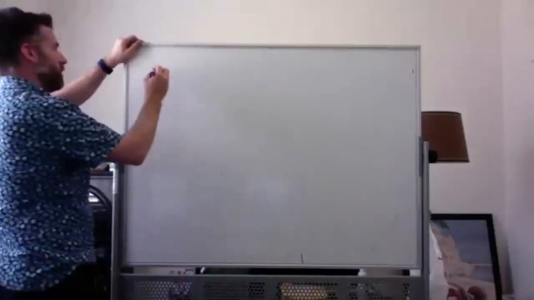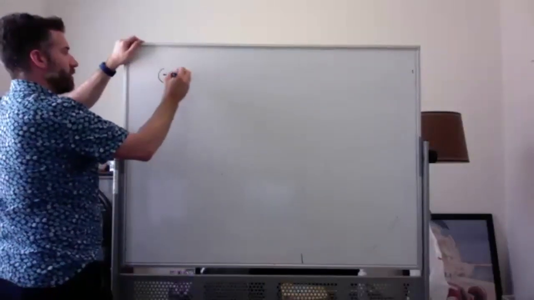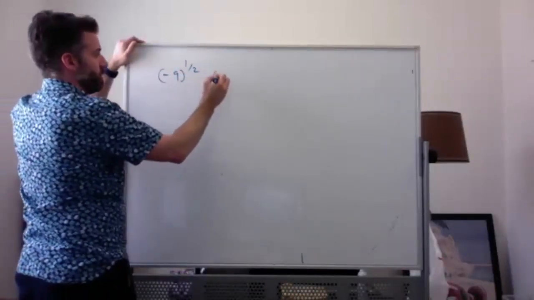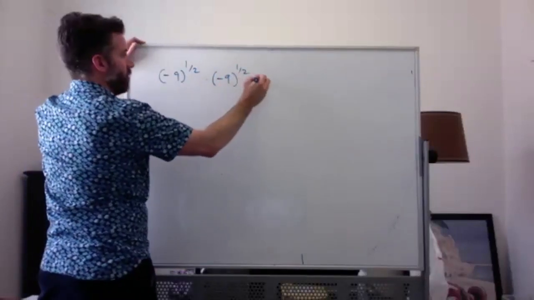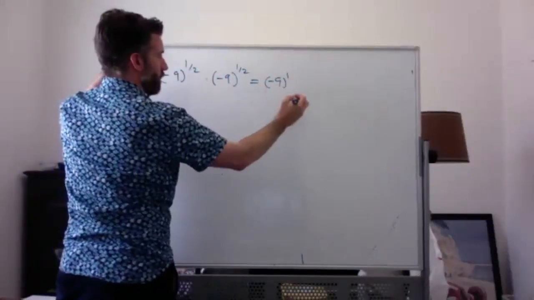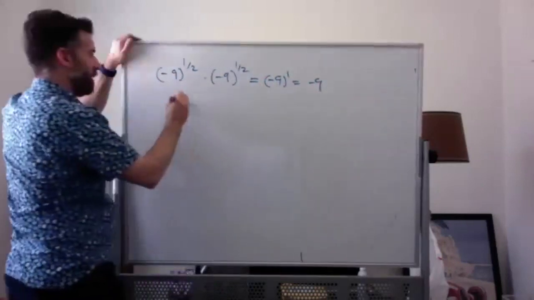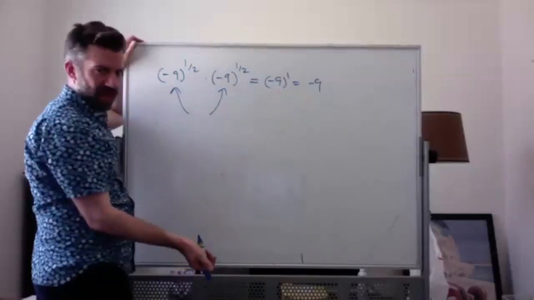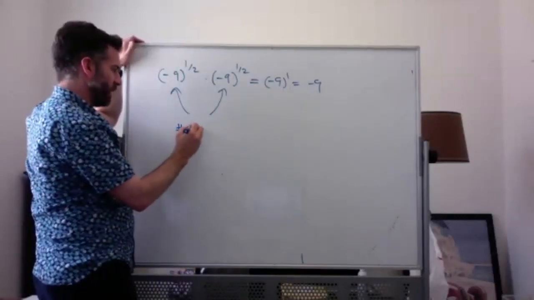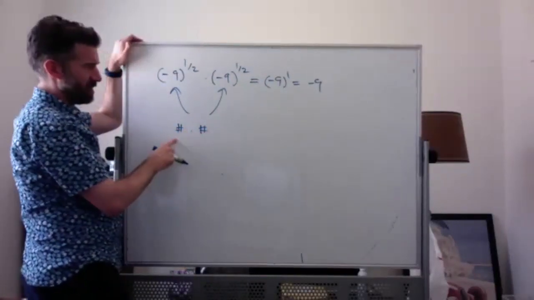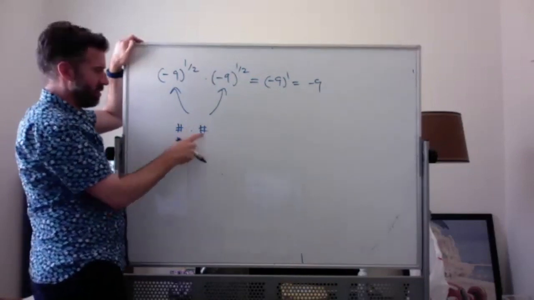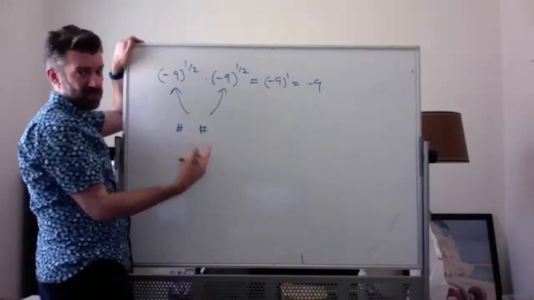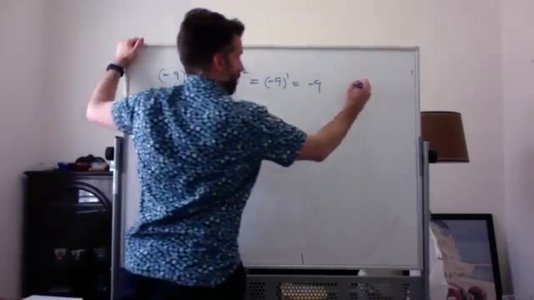For example, if I wanted negative 9 to the 1/2 power times negative 9 to the 1/2 power to equal negative 9 to the 1, I'm looking for a number times itself equal to negative 9. But if the number is positive, then the result's positive. If the number is negative, then the negative times the negative is still positive. So this doesn't work.